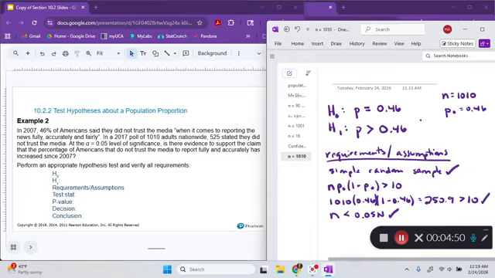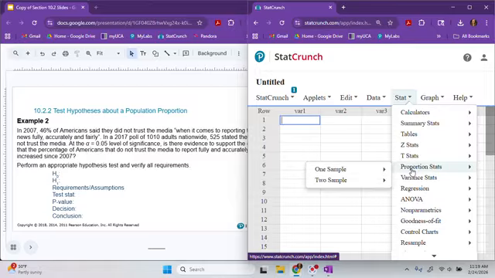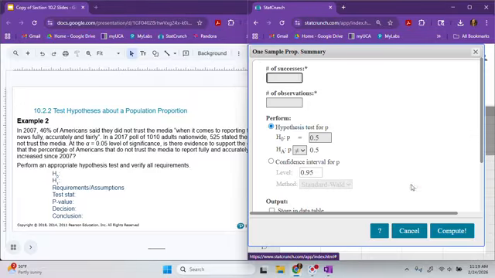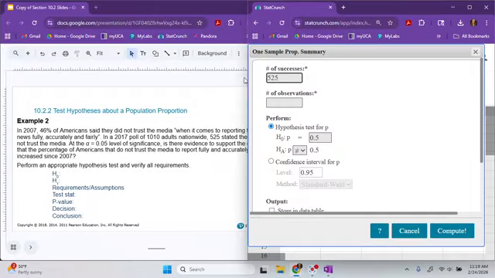So we're going to go to StatCrunch, and we want to go to proportion stats, since we're doing a proportion, one sample. We do not have data in our spreadsheet, so we're going to use summary. For the number of successes, we're going to go to what happened in our sample. 525 people said that they did not trust the media. We're going to treat that as the number of individuals who have the characteristic that we're looking for, and the number of observations is our sample size, 1,010.